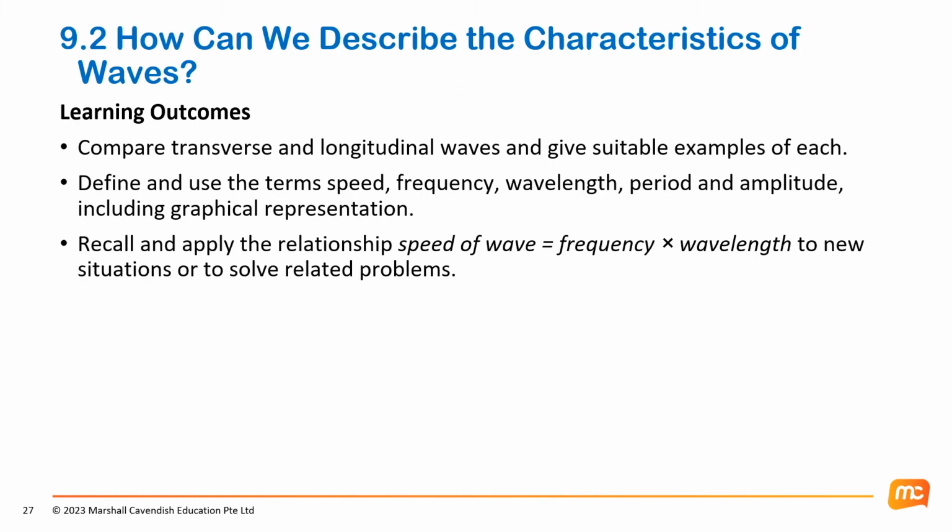Okay, so the learning outcomes are to compare transverse and longitudinal waves as well as be able to state examples of each of them. I've already mentioned some examples in the previous part, but we are going to look at them a little bit more in depth, define and use some of the terms to describe waves, as well as understand how they can be found or represented through graphs. And then finally, we've got a relationship between three of these terms, and we will learn to apply them.